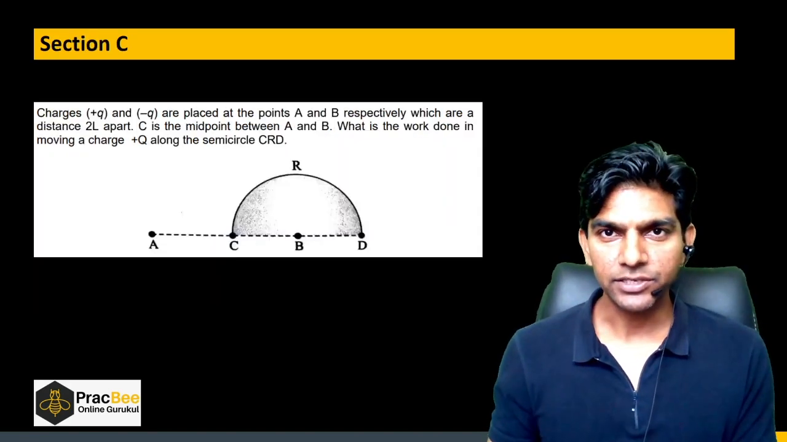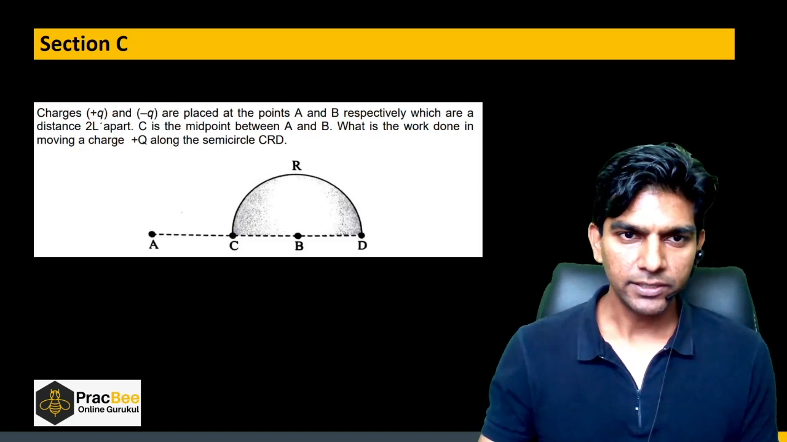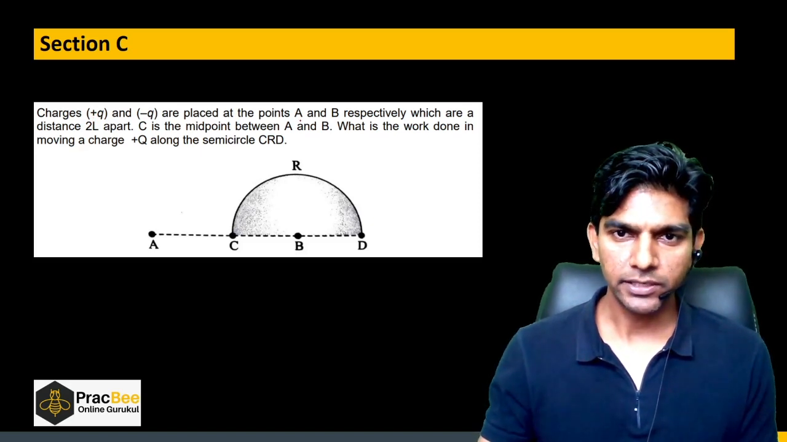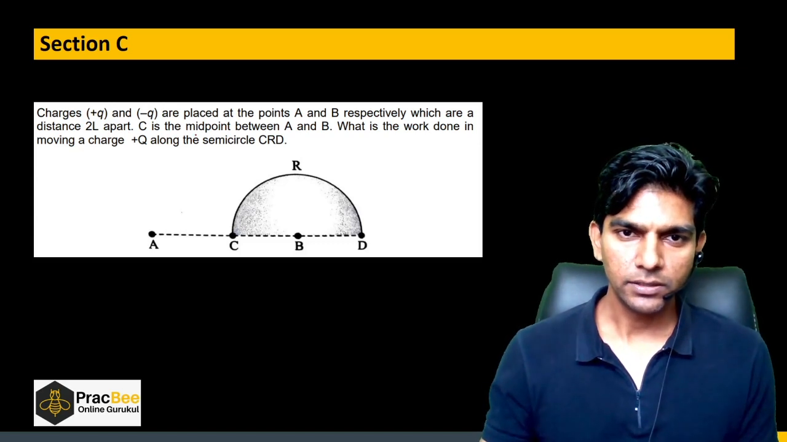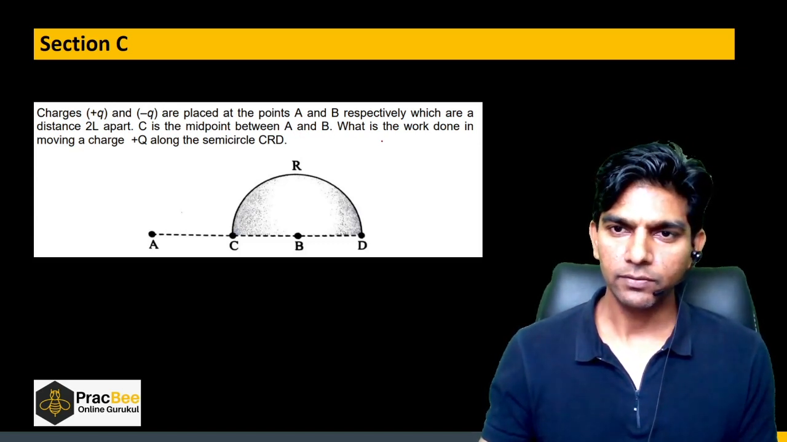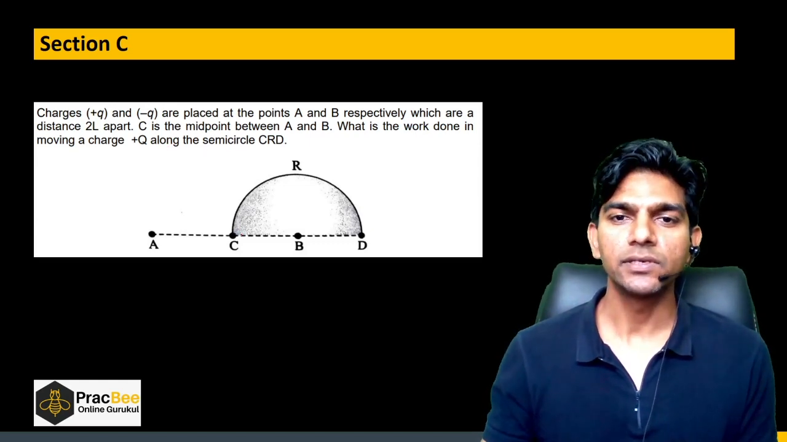Now let us see section C. In section C, let us see this question. We are given charges plus q and minus q placed at points A and B respectively, which are a distance 2l apart. C is the midpoint of A and B. What is the work done in moving a charge plus q along the semicircle CRD?